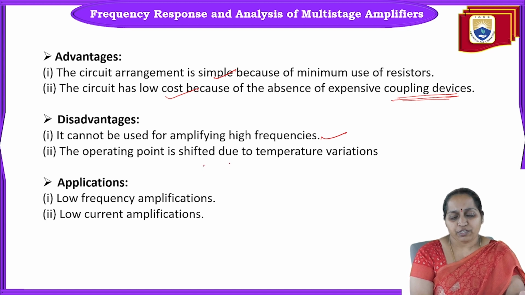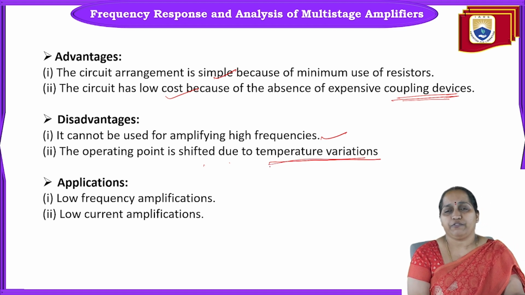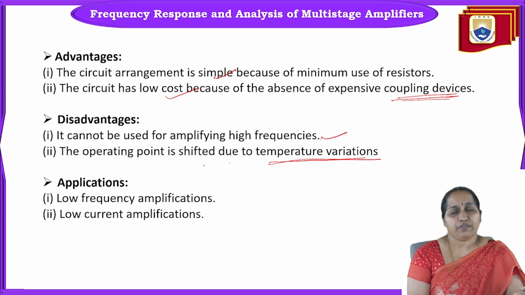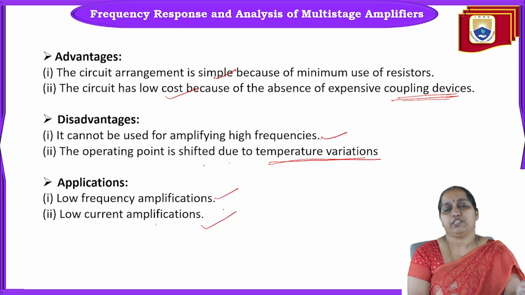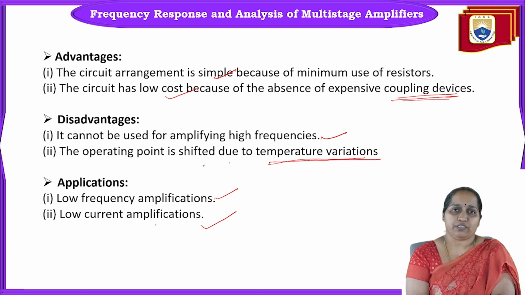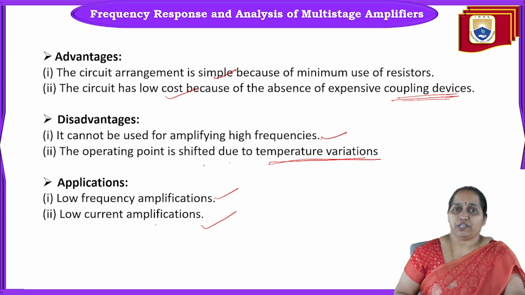And the operating point is shifted due to temperature variations. That is, there is no stability of the operating point. If there are any variations in temperature, then the operating point will be shifted. Mainly, coming to frequency response of direct coupled amplifier, it will act almost as a low pass filter, providing high gain for low frequencies. Coming to application, low frequency amplifications and low current amplifications. So direct coupled amplifier is basically used for low frequency applications, and frequency response will be as that of the low pass filter.